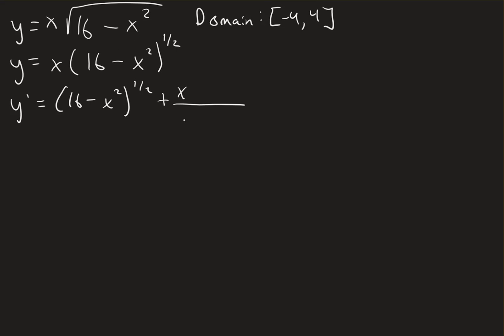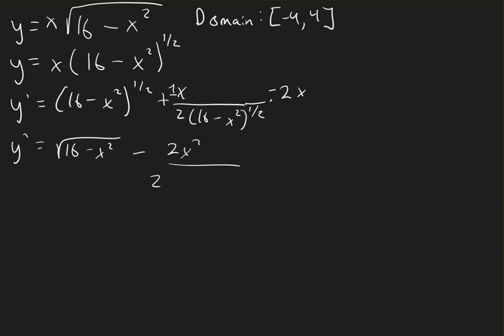So if I bring the power down, that would put a 1/2. If I lower the power by 1, that makes it be a square root in the denominator. And then I've got to worry about the chain rule here. The derivative of the inside would be -2x. Okay, so before I even begin to try to clean this up, or figure out where it equals 0, I want to try to clean some of this up. So get the square root of 16 minus x squared minus 2x squared over 2 square root of 16 minus x squared.